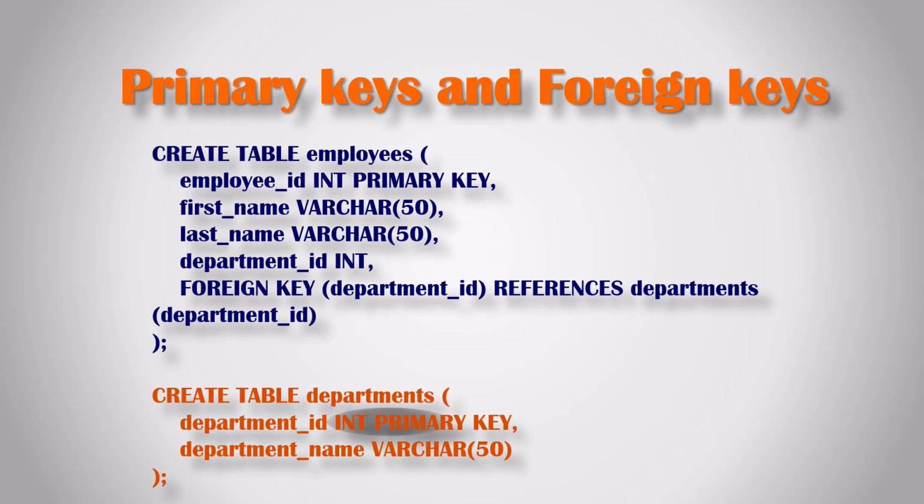Create table employees. Employee ID, int primary key, first name varchar50, last name varchar50, department ID int, foreign key, department ID references departments, department ID. Create table departments, department ID int, primary key, department name varchar50.